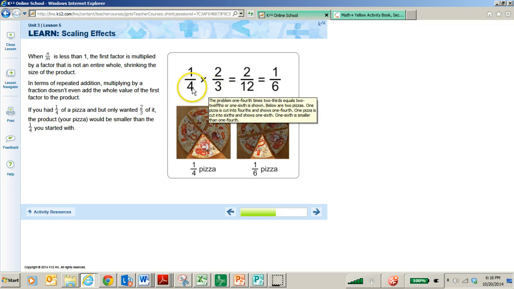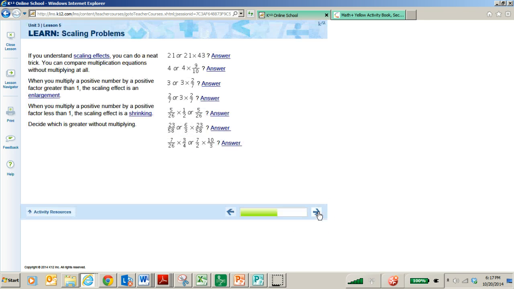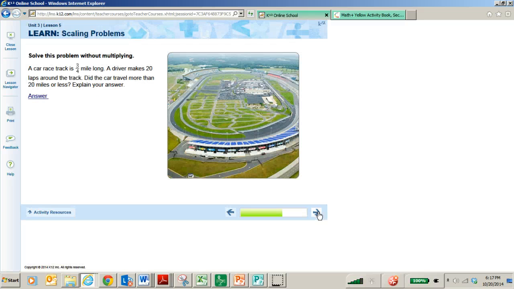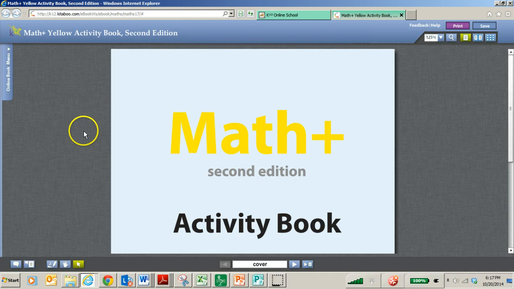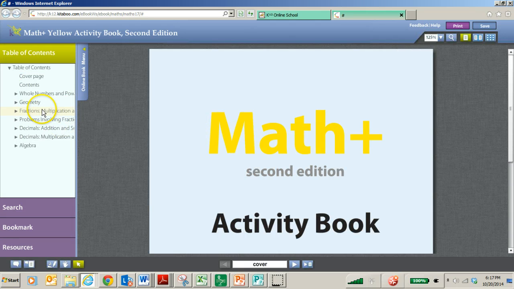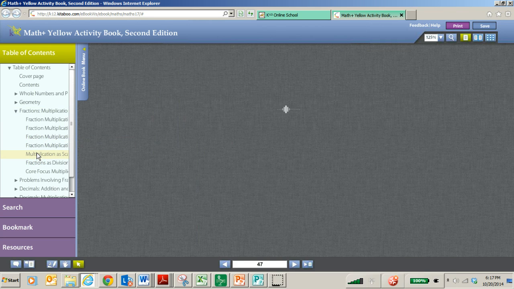Here we have a different scenario where we have a fraction by a fraction, and you can see that the product got even smaller. It became 1/6, which is smaller than both of those fractions. The product shrunk in size. Again, there's going to be lots of practice, and then you can head over to the student activity book, and when you click on the book, you can simply go to fractions and then go to multiplication as scaling.